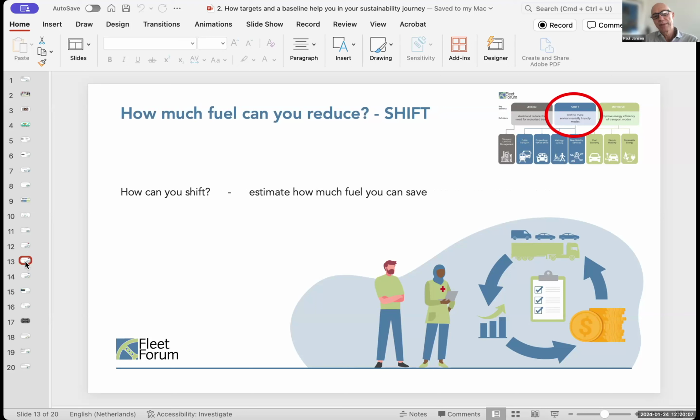Then you still have all the trips that need to be done, all the transport needs that are still there. So how can you shift? For example, you can say, is there a way that people can use public transport? Is there a way, for trips in the city, and especially in larger cities where the congestion is very severe, that you can shift to, for example, e-bikes or normal bikes or even walking? And a very important one is also, can you share trips?